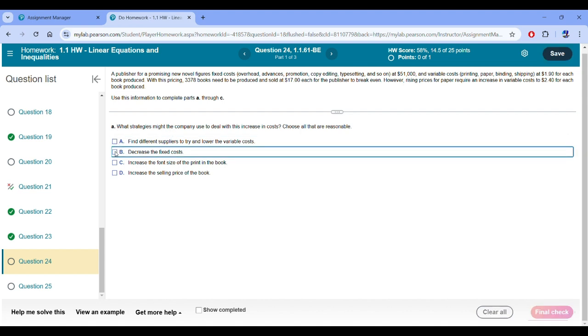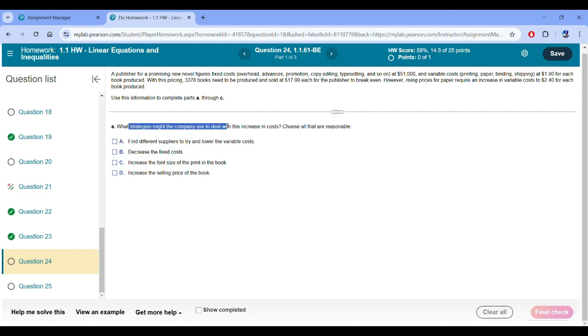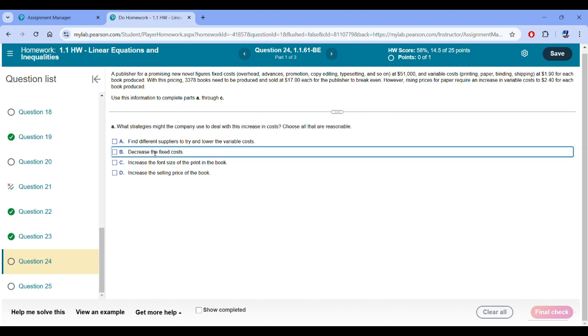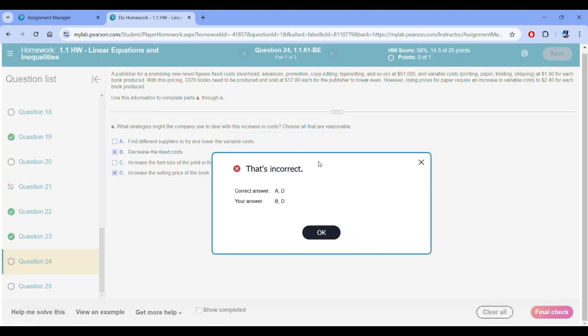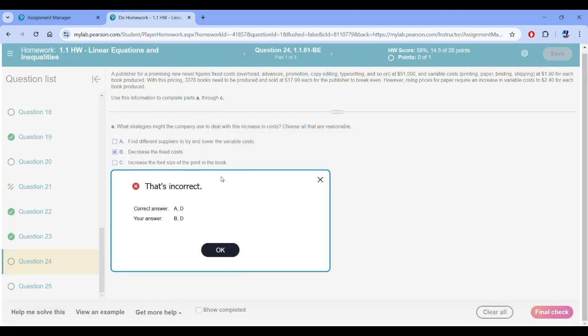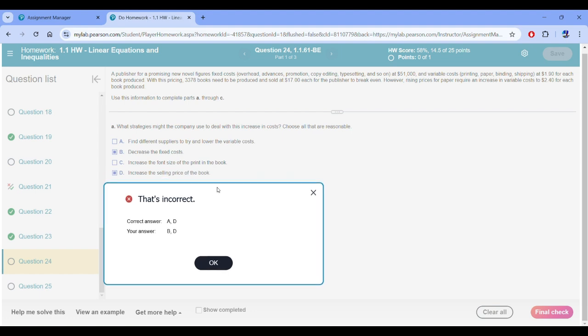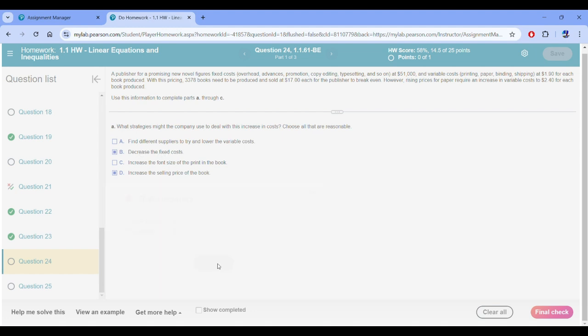Oh, I'm sorry. What strategies might the company use to deal with the increase in cost? Choose all that are reasonable. Decrease the fixed cost and increase the selling price. A and D. Find a different supplier to try and lower. I guess we don't have the option to decrease the fixed cost.